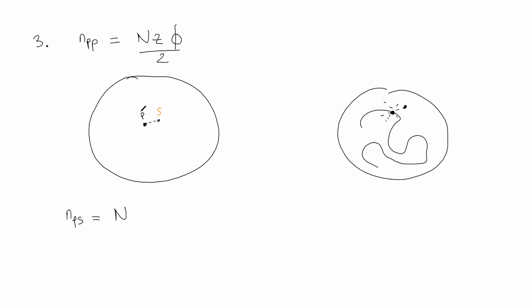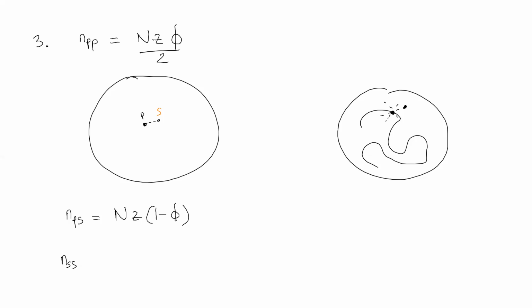Then, how many neighbors? Yes? Z(1 minus phi). Yes? No factor 1/2 here, because I have no double counting since I have only one of each. Okay? Perfect. It's correct. Now I want to evaluate NSS, which is the remaining one.